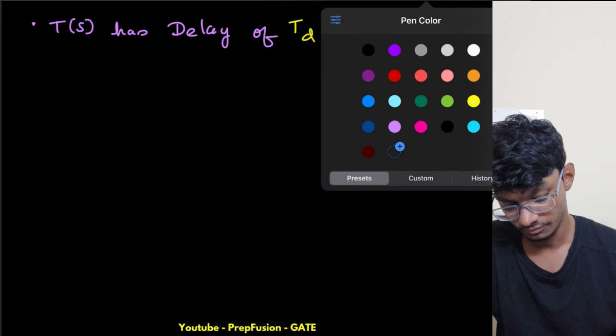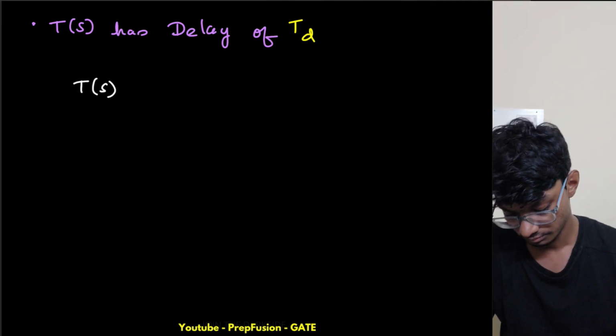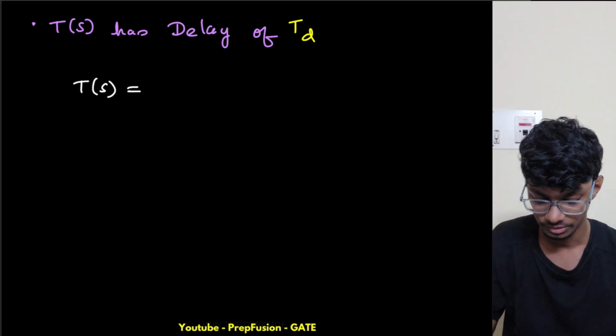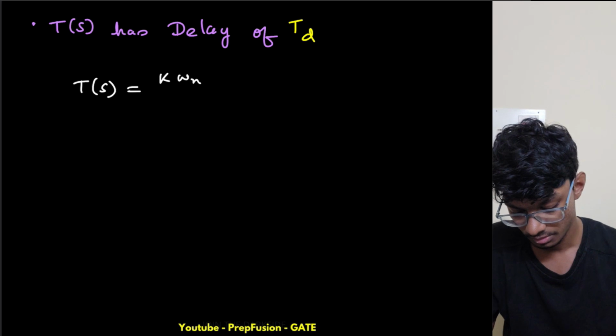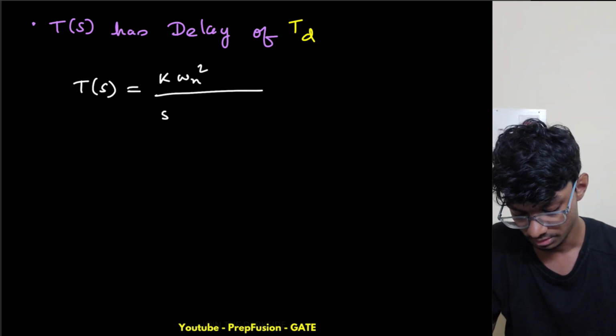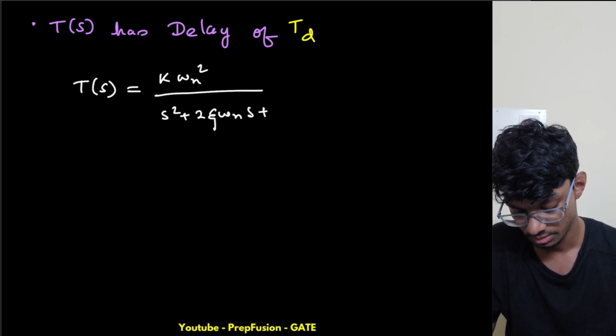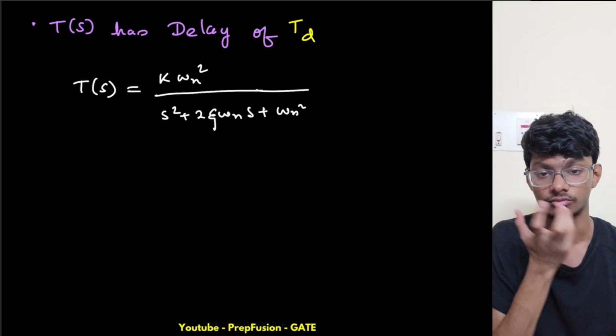If T of S is delayed by TD, then my T of S will be equal to k omega n square divided by the same equation again, s square plus 2 zeta omega n s plus omega n square. Now you tell me what will be different here. If I just simply add a delay, what will be different?